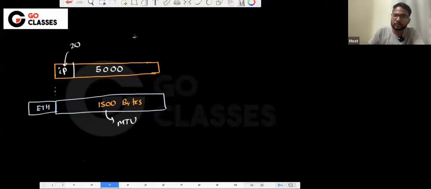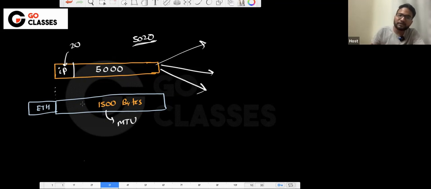So the total is 5020. What you need to do is first keep this IP header separate and just divide this 5000 only. This data part, just divide this 5000 into how many parts? Such that, since there will be an IP header also, each is carrying just 1480 only. Why? Because they will give you the total size, which is 5020.